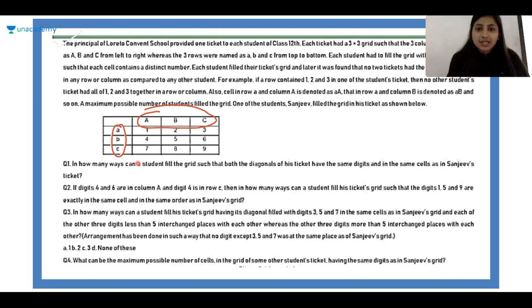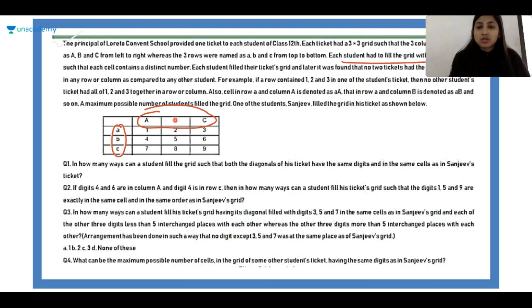It has a 3x3 grid which has to be filled with 9 numbers. The 9 numbers have to be all different numbers. Each student had to fill the grid with the digits 1 to 9 only, such that each cell contains a distinct number. Each student filled their ticket grids, and later it was found that no two tickets had the same 3 digits in any row or column as compared to any other student.